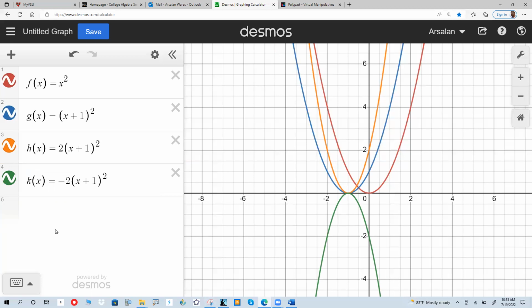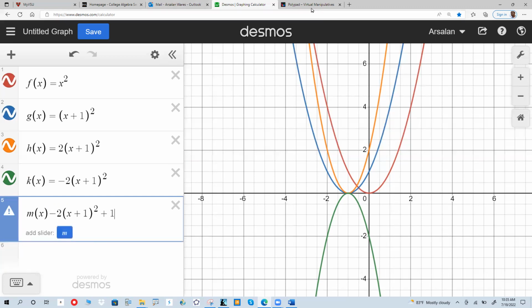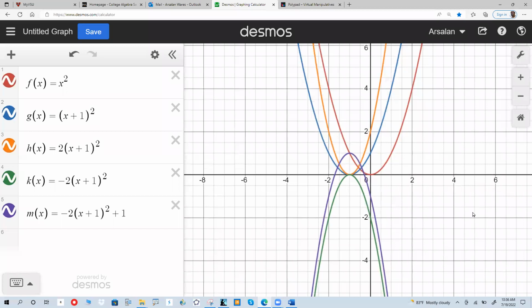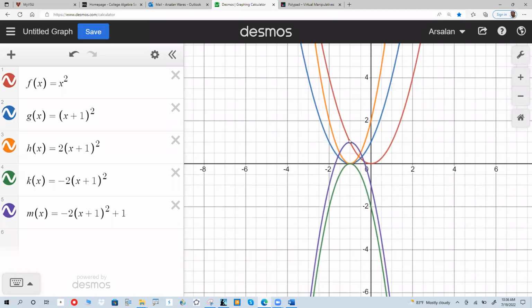We're almost done. Now I'm going to go to the next function. Let's call this m(x). It's basically the function k(x) plus 1, I think. I'm going to go back and check though. It's plus 1. So plus 1. Now compare the purple one, the final one, with the green one. All it is doing is pushing the green one 2 units up.